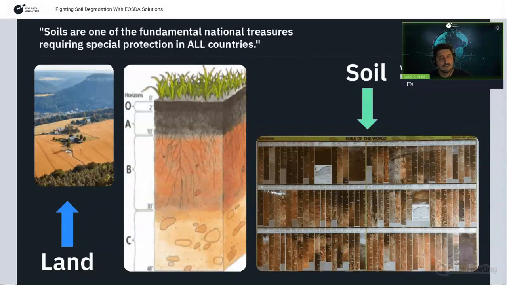Now, we will focus on the role of soil science in determining and combating the natural and anthropogenic causes of soil degradation. I would begin by emphasizing that, in my opinion, soil is the most valuable national asset in any country and should be protected in all states. In some countries, such as Ukraine, it is even written into the primary law, the Constitution of Ukraine.